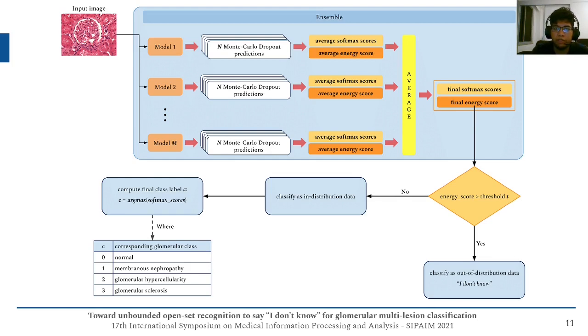The input is fed to an ensemble of models, where each model performs n predictions. We average the model predictions, and later the ensemble predictions. The energy scores are also averaged and used to define whether an input is an OOD sample or not. We can use a threshold for that. If the energy score is greater than a given threshold T, the input is classified as an OOD sample, and we can say that the model doesn't know the label. Otherwise, the input is classified as in distribution, and later classified as one of the training labels, which are normal, membranous nephropathy, glomerular hypercellularity, and glomerular sclerosis.